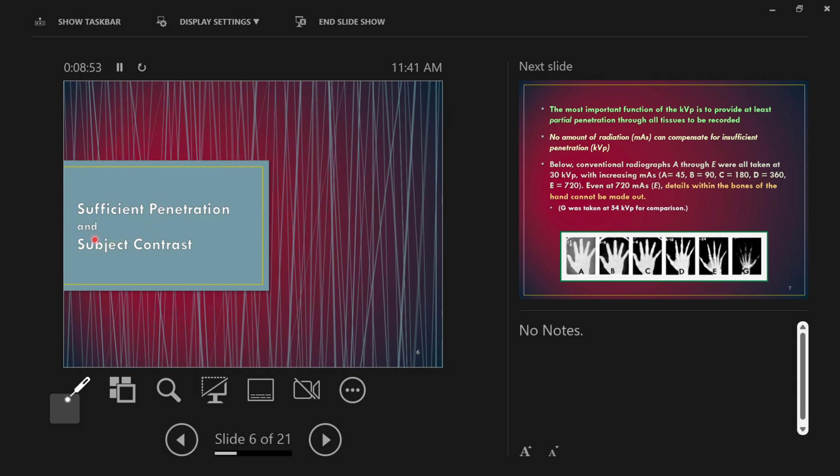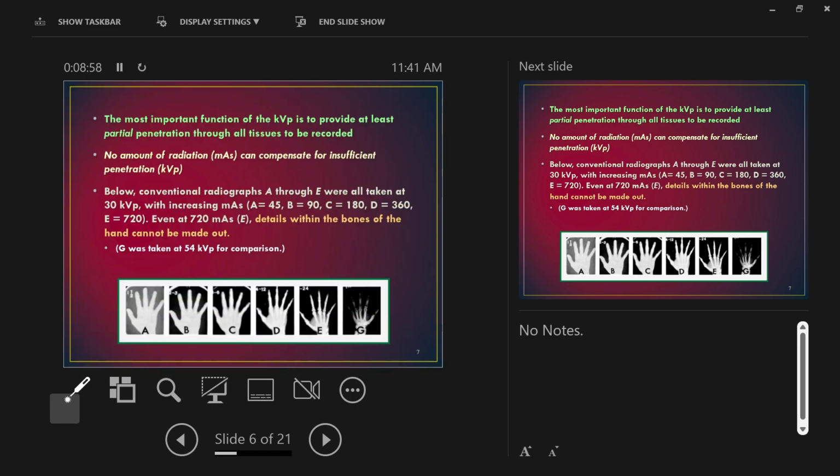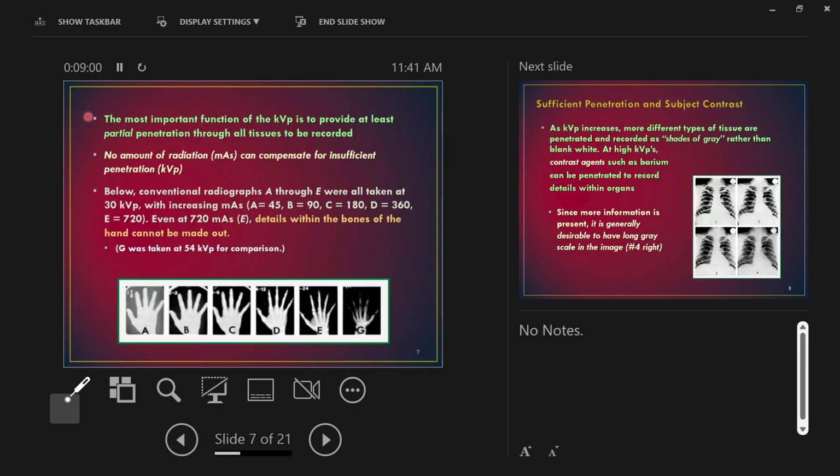So, sufficient penetration and subject contrast, and how they're affected by kilovoltage. Let's see what we say here. The most important function of kVp is to provide at least partial penetration through the body's tissues, right? If your beam energy is too low, no amount of mAs can compensate for that. It's a really important one-liner to remember: no amount of radiation, mAs, can compensate for insufficient kVp.